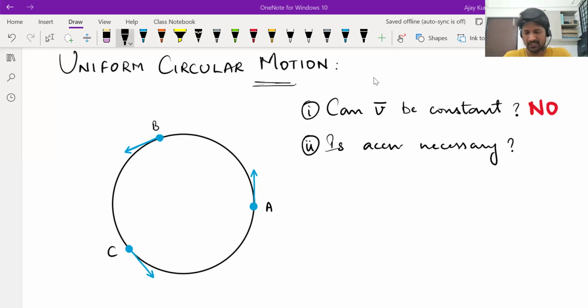Okay, reasonable. We know that velocity has to change, and velocity changes if and only if there is acceleration. Means if velocity changes, there is acceleration. Reverse, if acceleration is there, velocity must change. Here we know velocity cannot be constant. Direction should keep changing, no? That can happen only if there is acceleration. Okay, so the answer is acceleration is necessary. The answer is yes.